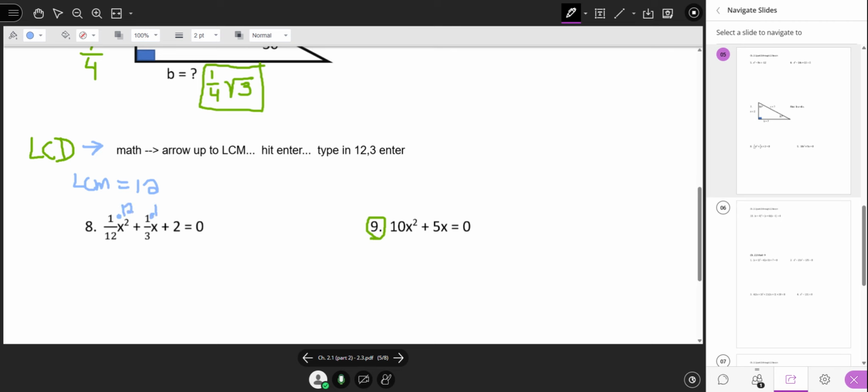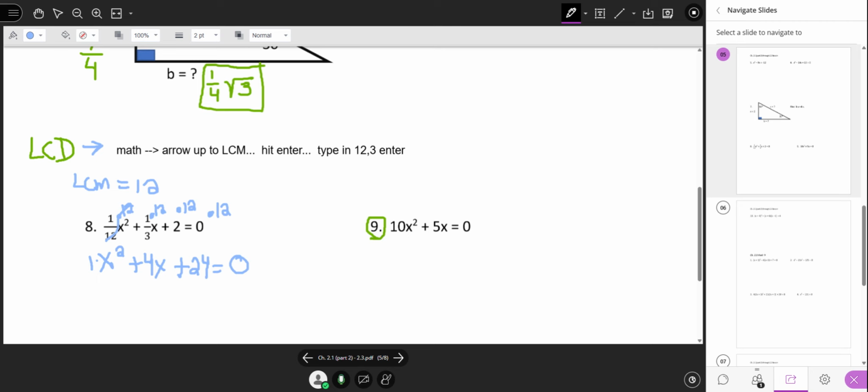So 1 times 12 is 12. 12 divided by 12 is 1. That leaves x squared, or 1x squared. Okay? 1 times 12, 12 divided by 3 is 4. 2 times 12 is 24. 0 times 12 is 0. 0 times anything is 0.